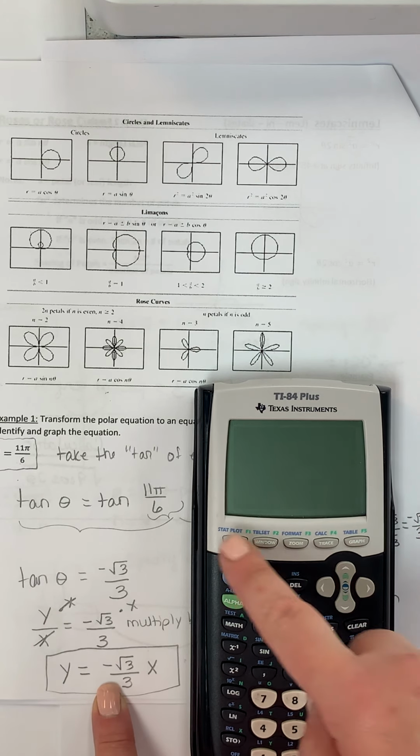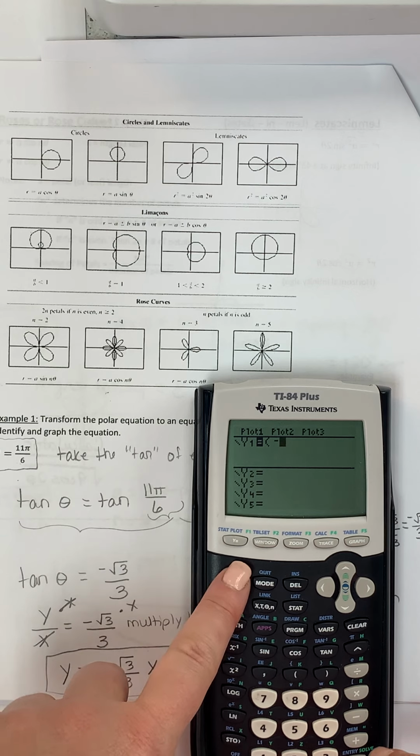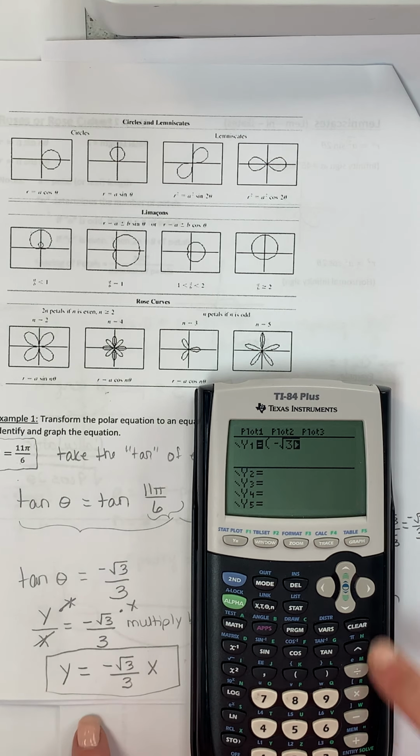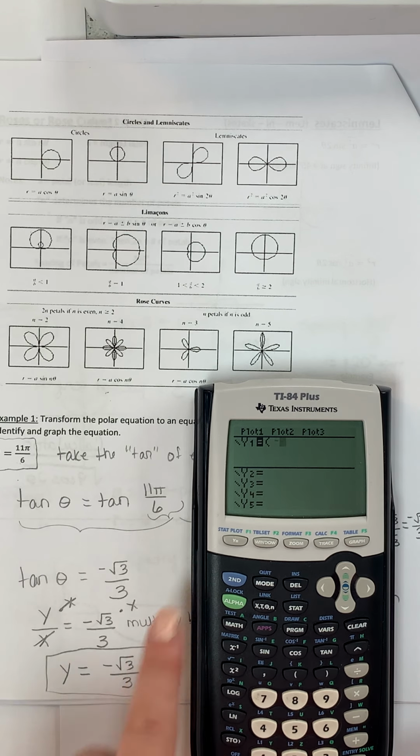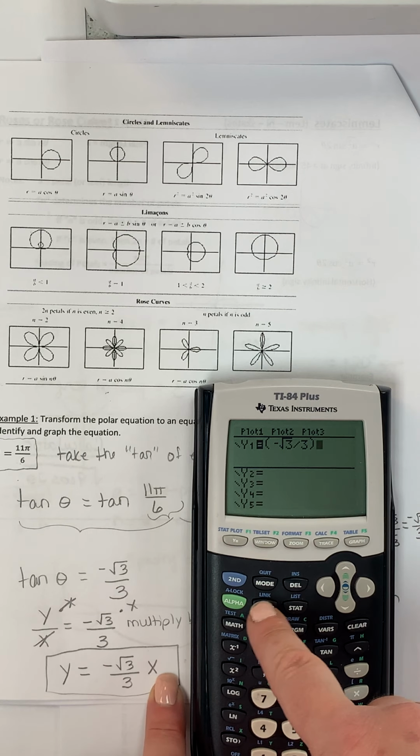Put it back in function. I go to y equals. I'm going to put in negative root of 3 divided by 3. Oh, I was supposed to do the whole thing, wasn't I? Sorry. Negative root of 3 divided by 3, the whole thing there, times x. Put this whole thing in parentheses.